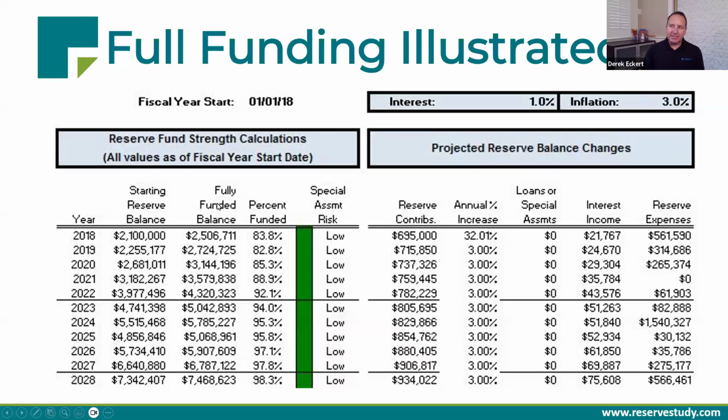Another thing I wanted to point out is that while the fully funded balance actually increases each and every year, most often, there are some years where it actually decreases. And that has a lot to do with you taking on a lot of expenses, finishing those expenses, and then having the remaining useful life reset. So in year 2024 on screen, the fully funded balance was $5.78 million. And then in 2025, it became $5 million and change. And that's because in the year 2024, they took on $1.5 million worth of reserve projects.